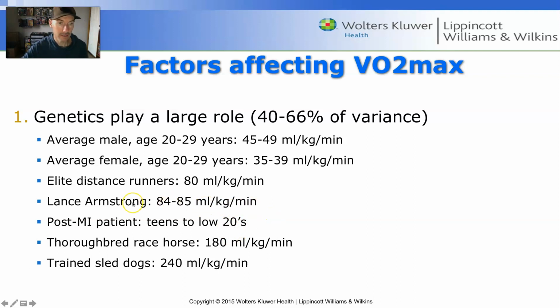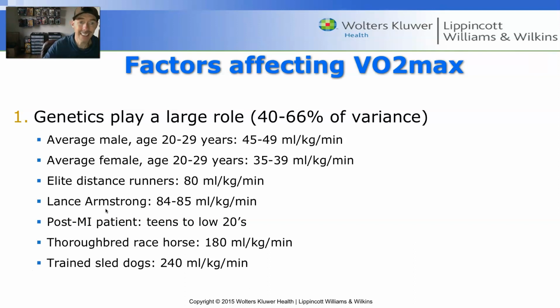A famous aerobic athlete, Lance Armstrong, his VO2 max was measured at 84 to 85 ml per kg per minute, which is almost double what the average person's is, right? So clearly Lance Armstrong has some genetic predisposition to having a high aerobic capacity. Now, he might have cheated to get a little bit of that, which looks like he probably did, but nevertheless, his was still really, really great.